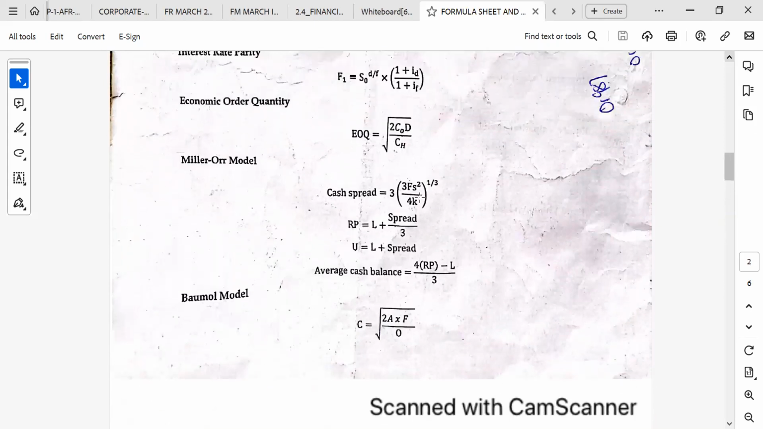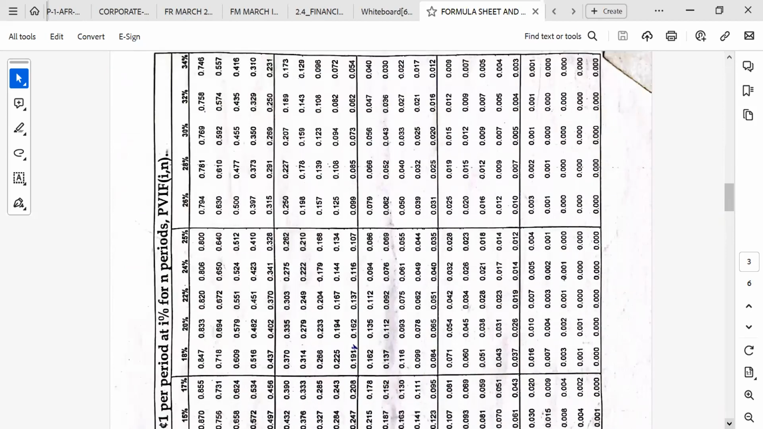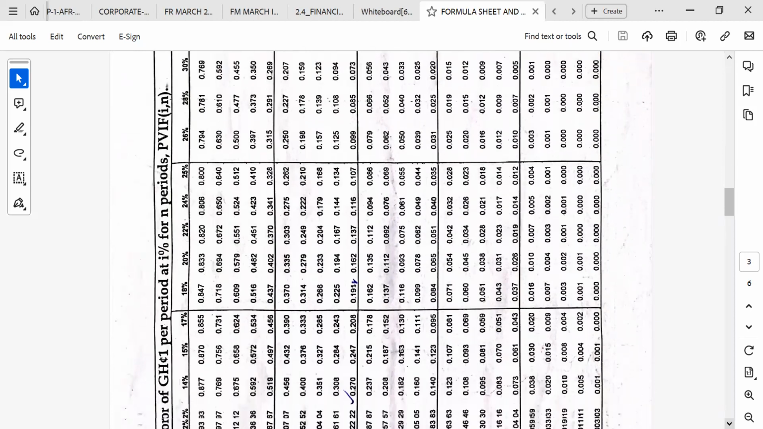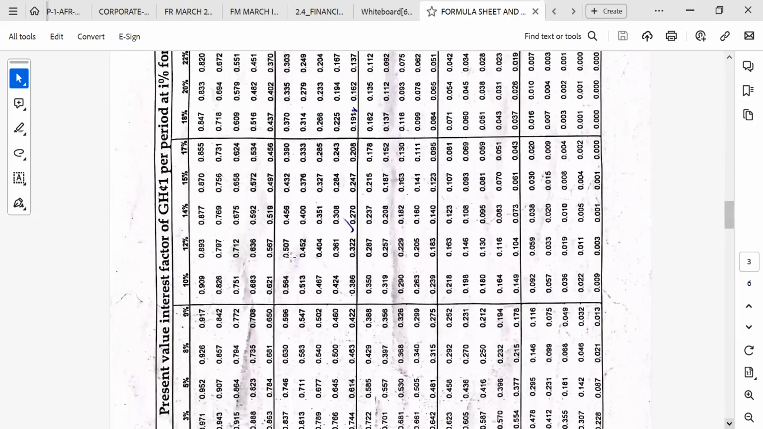So I'm saying that after the formula, the first table that you see is the discount factor, the present value factor, 1 over 1 plus r exponent n. So if you want 12%, you just come to the 12% column. This is for year 1, this is for year 2, this is for year 3, this is for year 4, and this is for year 5. So you just pick them over here and go and put it over there.